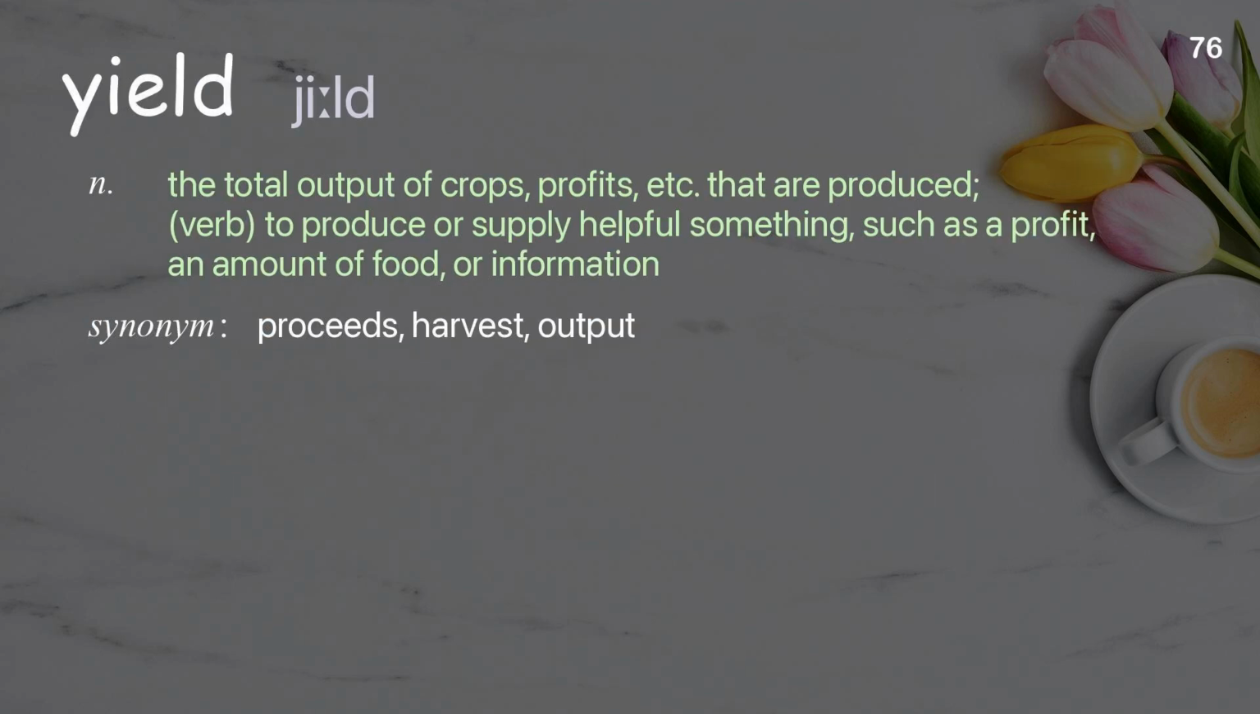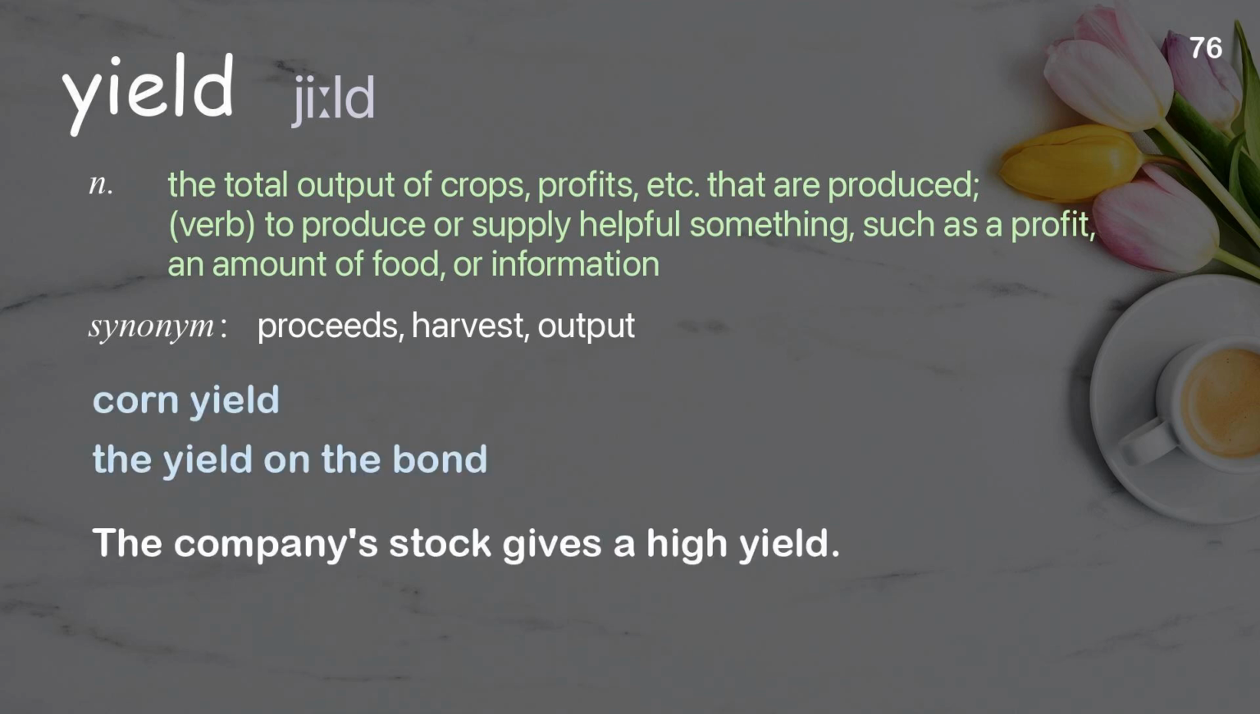Yield: the total output of crops, profits, etc. that are produced. Verb: to produce or supply something helpful, such as a profit, an amount of food, or information. Examples: Corn yield. The yield on the bond. The company's stock gives a high yield.